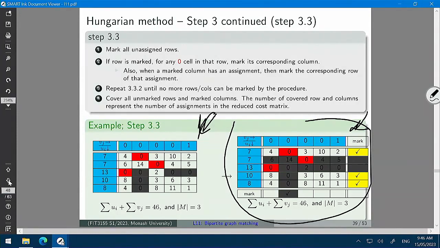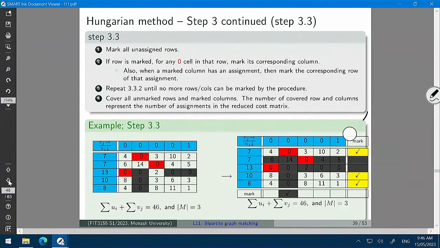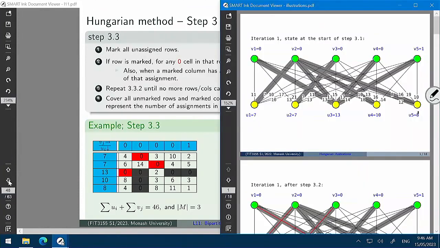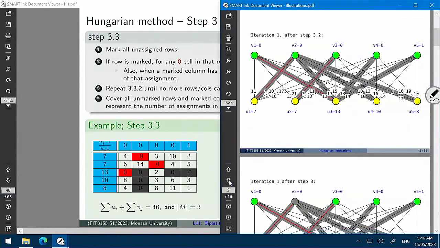So this was a state that you were in. That's your reduced cost matrix. The recipe for you is, maybe before we go to the recipe, I want to tell you what you want to achieve right now. Let's go to the illustration, come down to, that's page 2, isn't it? Yeah, that's correct.